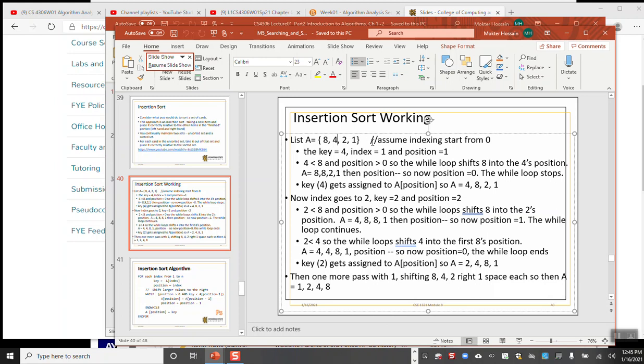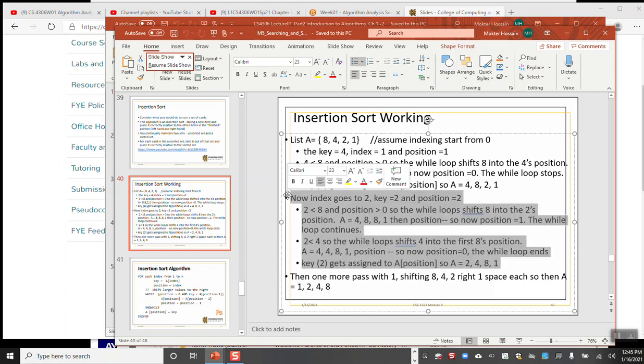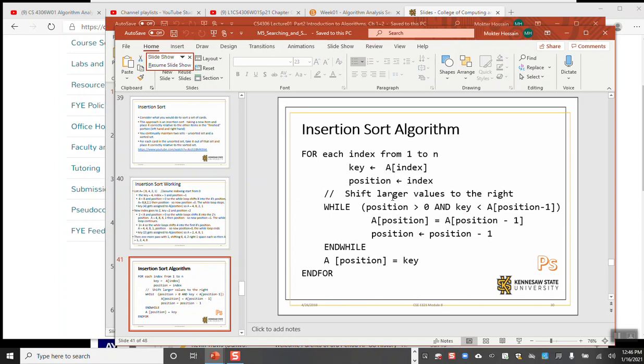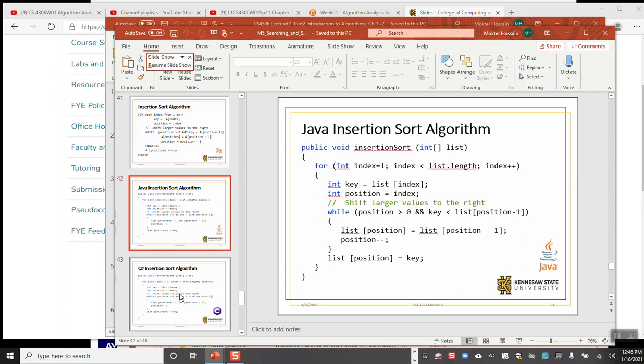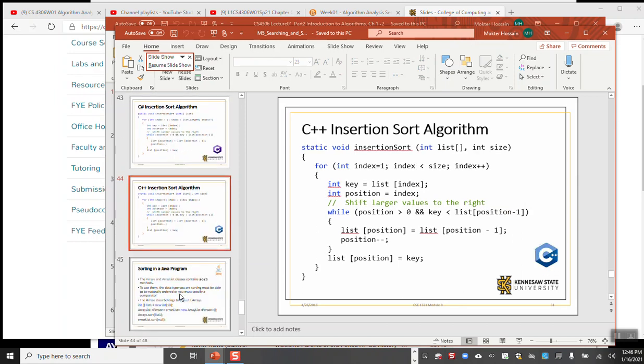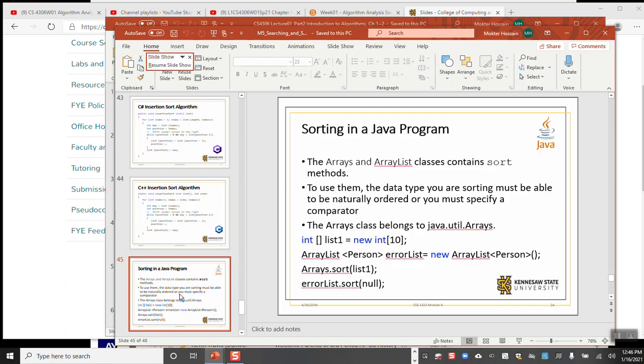At the end of our sorting process, we want to sort it in ascending order. So this will be our finding. Here we will see another version of the insertion sort algorithm. It's the same thing. We have it in pseudocode format, and then in Java, C#, and C++ format, our program code over here.